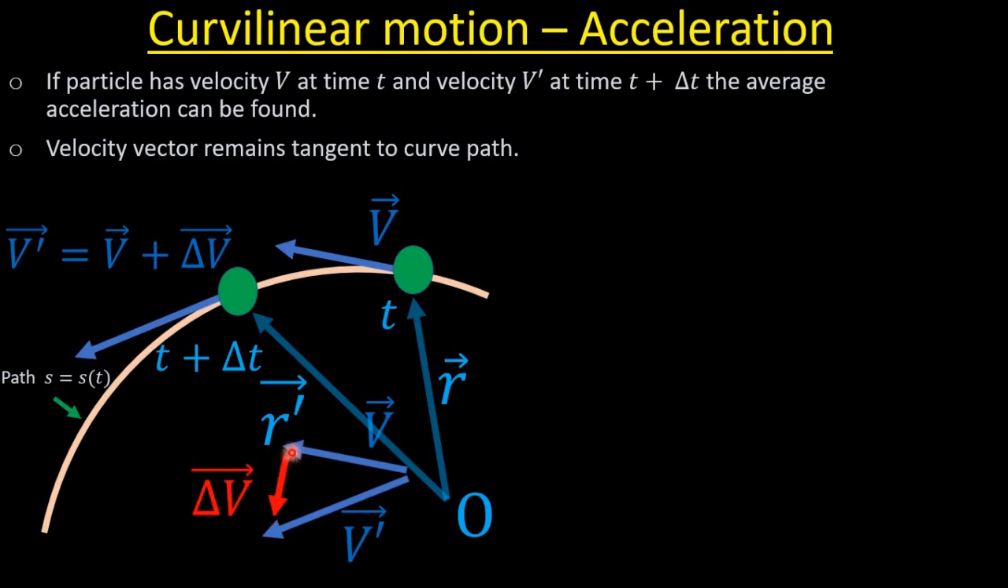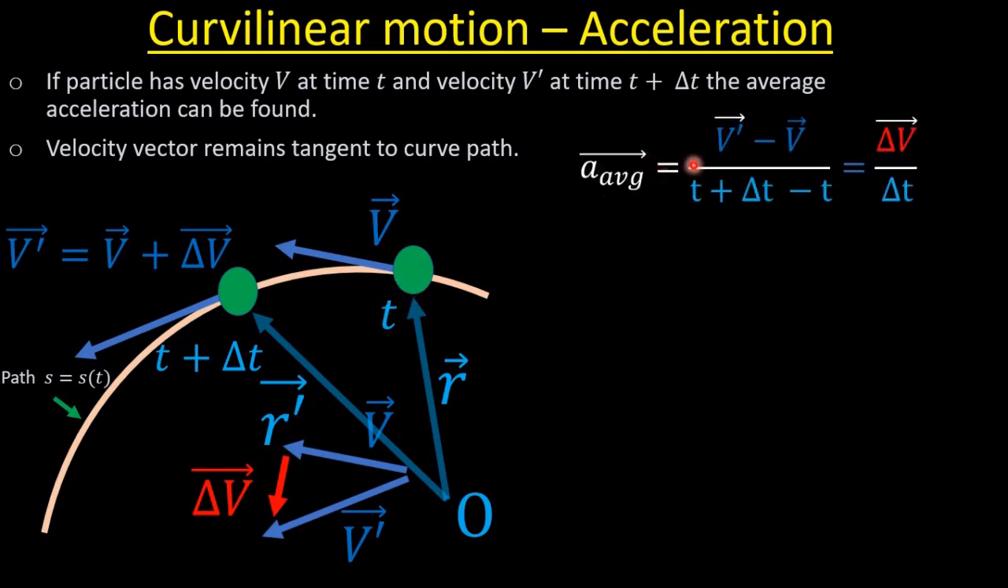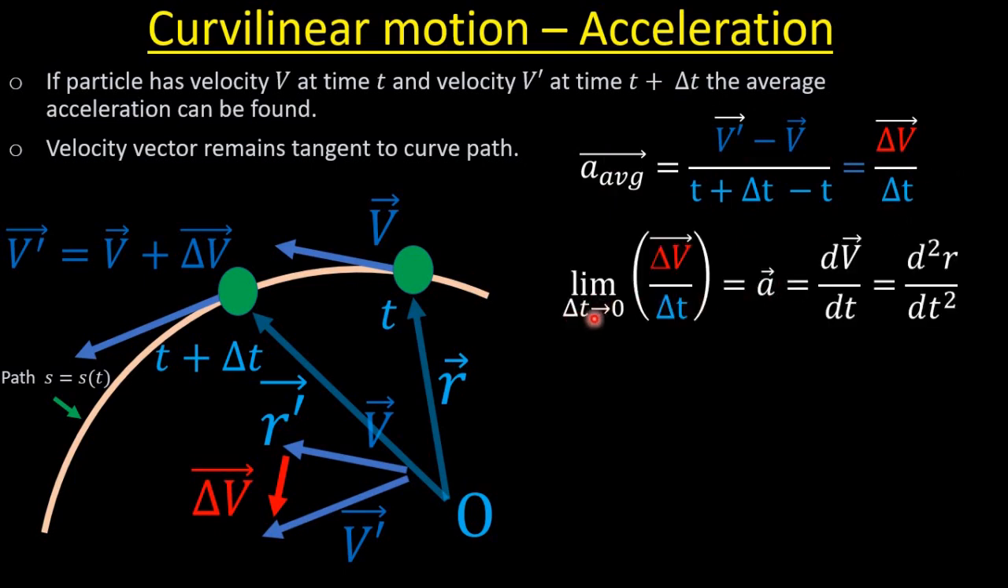Okay, so you can see delta v is acting towards the concave side of the curve. If we were to write the average acceleration, we would just do v prime minus v divided by t plus delta t minus t, where the t's cancel out to give us delta t on the bottom, and v prime minus v is delta v. So this is the average acceleration. If we take the limit as delta t approaches 0 for delta v by delta t, we get a, which is also equal to dv by dt, which is also equal to d2r by dt squared. So it is the second derivative of the vector position of the particle.